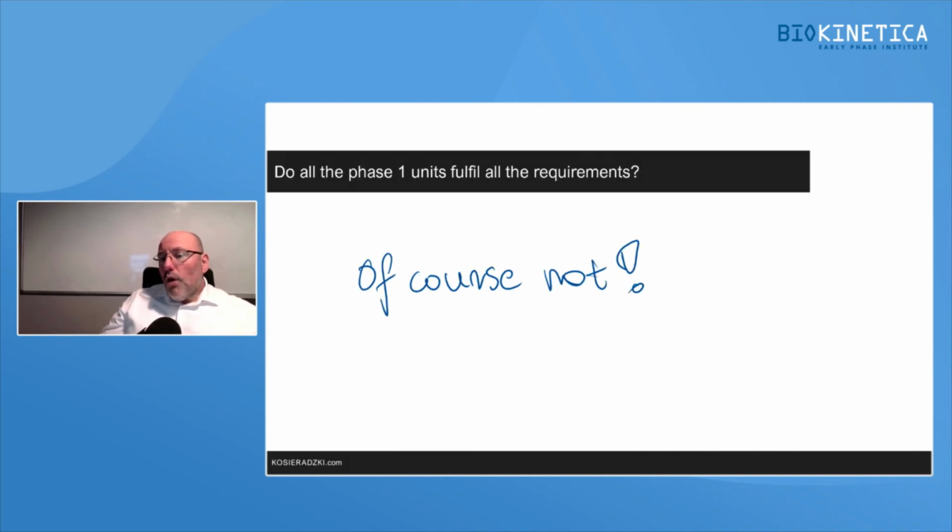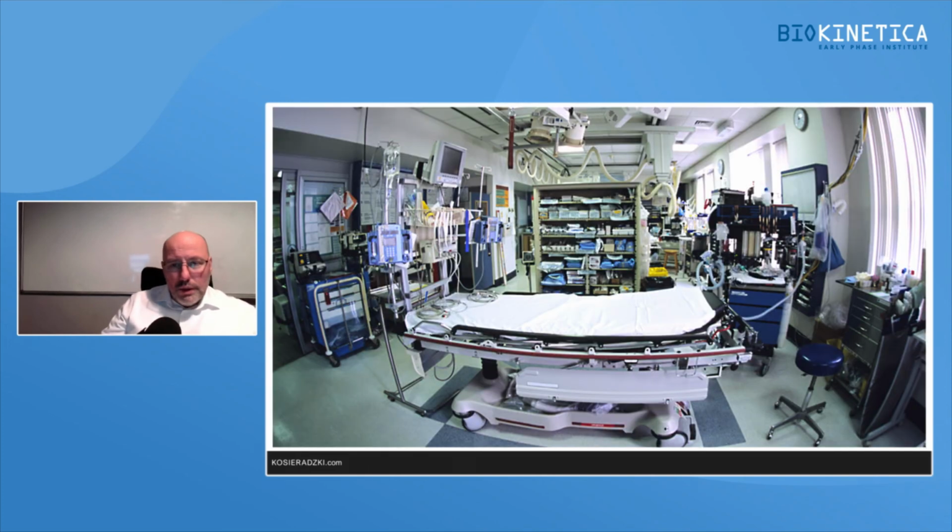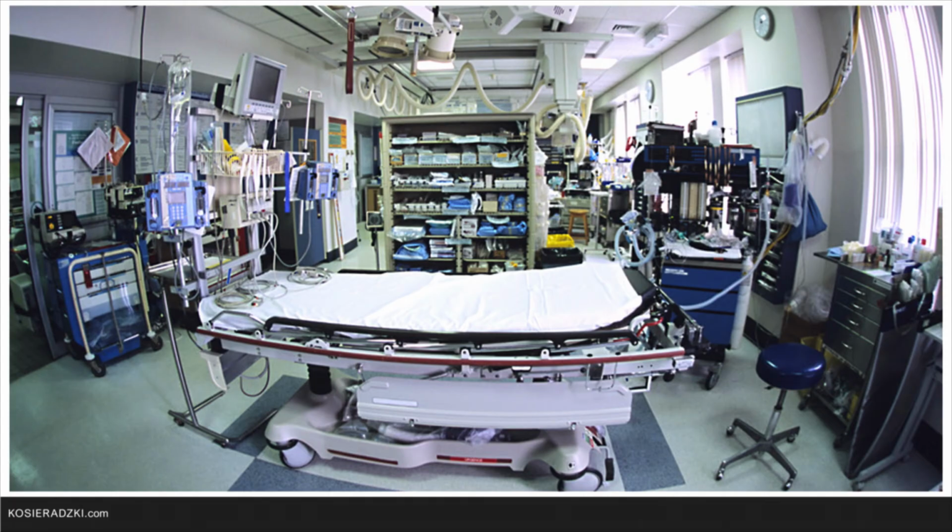The question is whether all phase one units should fulfill these requirements. Definitely not. That always depends on what you really need. What is the purpose of your trial?